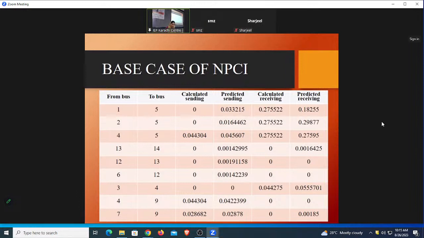As you can see here, from bus 4 to bus 5, the calculated value of NPCI sending is 0.04 and the predicted value of NPCI sending is also 0.04, while the calculated receiving side value is 0.27 and the predicted receiving side value is also 0.27. So this shows a really negligible difference between the actual values of NPCI and the predicted values of NPCI through the artificial neural network, which indicates that our neural network is developed successfully.